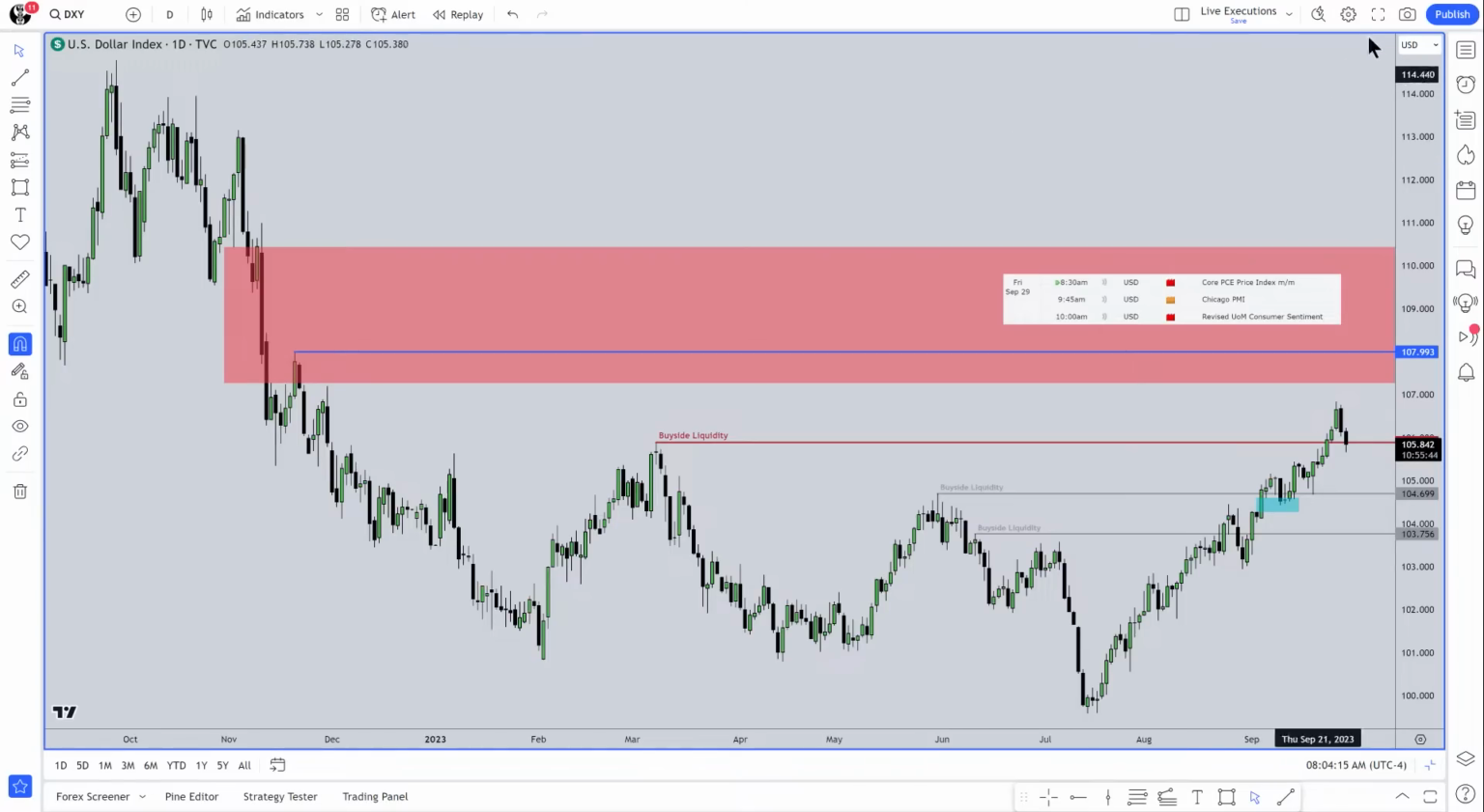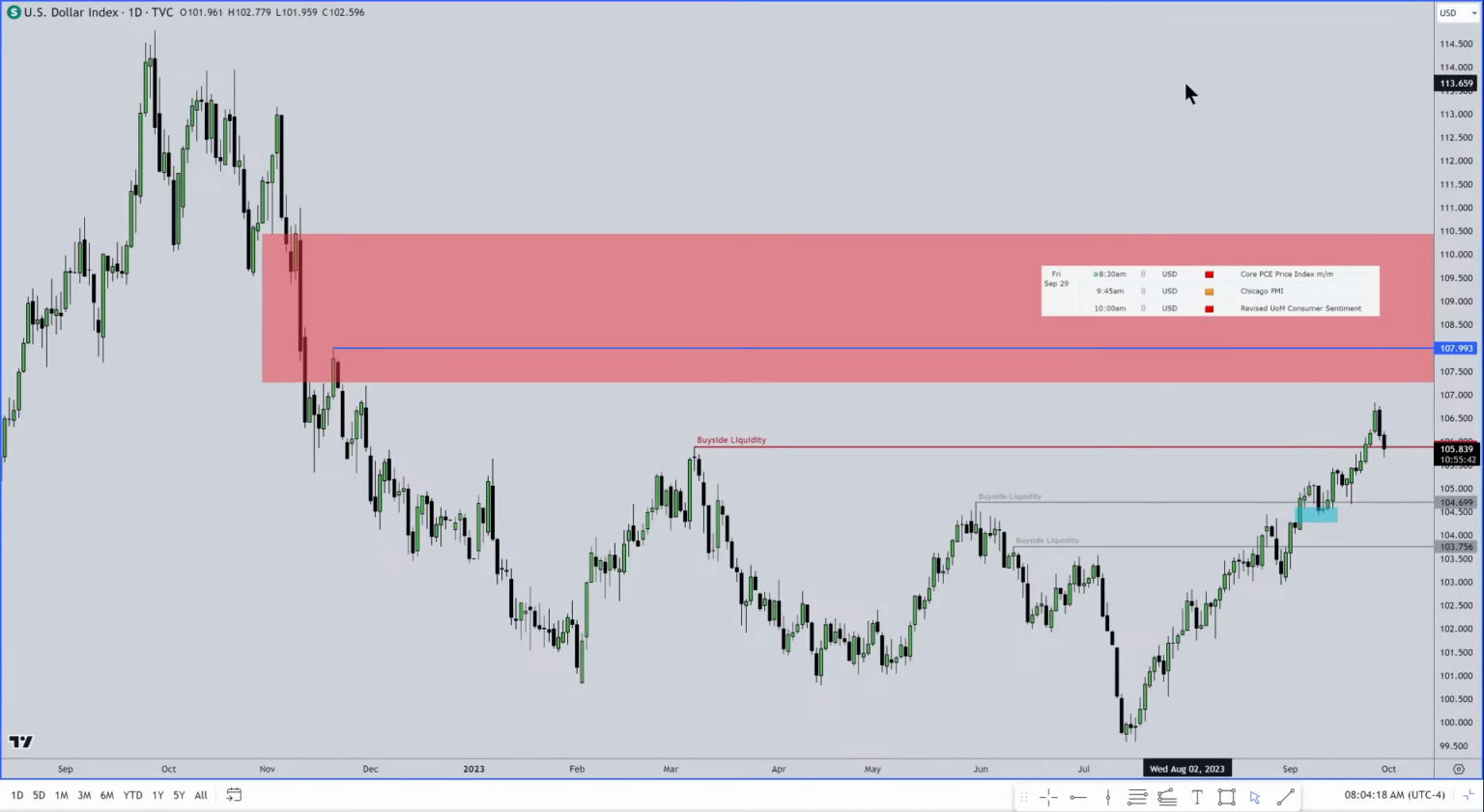So we have the dollar index chart up here. Hang on one second, I got my headphones on. Don't want them on while I'm talking.